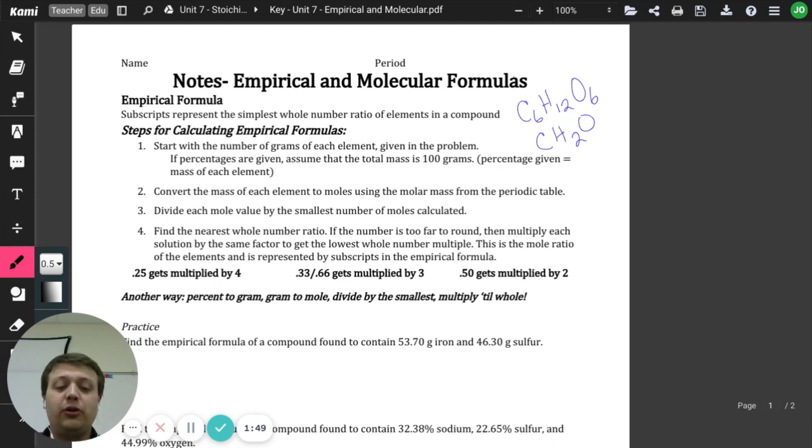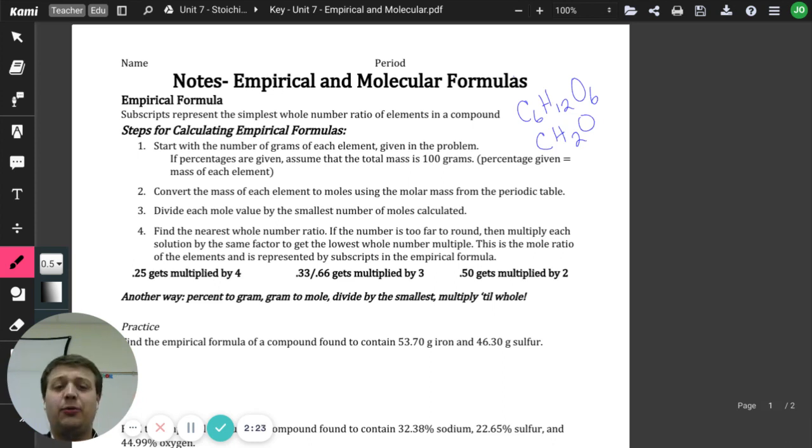Okay, so empirical formulas, what we're going to do is we're actually going to start with the number of grams of each element given in the problem. If we're given a percentage, we're just going to make the assumption that it's out of 100 grams, okay? And we know that if we've got the assumption of it's out of 100 grams, then your percentage equals how much mass you have, okay? The next step we're going to do is we're going to convert that mass into moles, right? When in doubt, moles it out. So we're going to convert that into moles using our molar mass that we find from the periodic table.